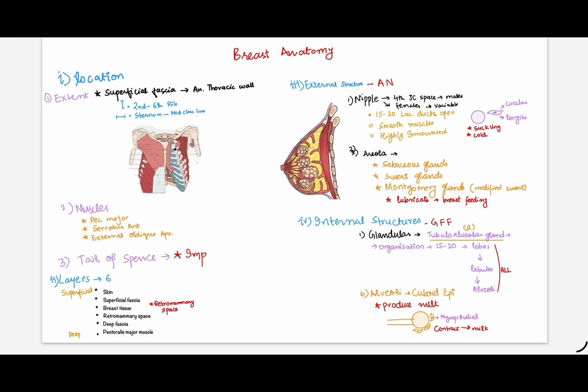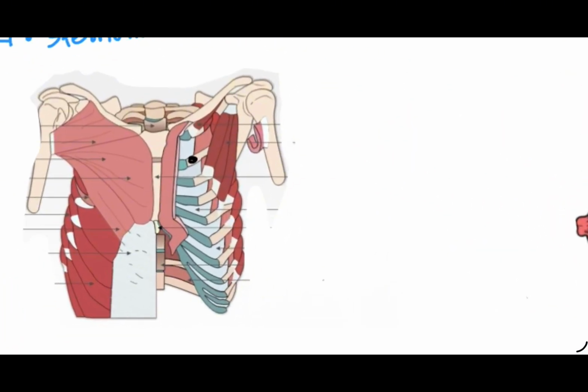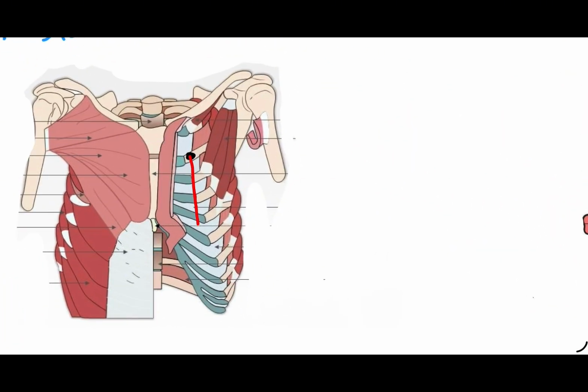Okay, whenever we are going to discuss the anatomy of any structure, first we should know where it is located, where it is in the body, so we can study it. So its location: it is on the anterior thoracic wall. You can see here, this is the anterior thoracic wall. And what's its extent? It's present in the superficial fascia, and you will see here it extends from the second to the sixth rib.